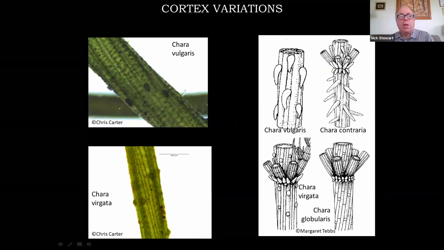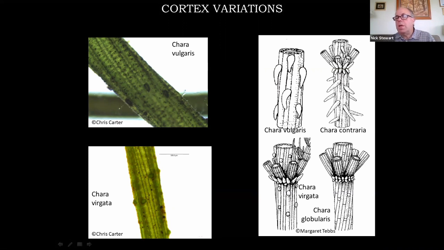The other feature that we're looking at here is that in this one, which is the same as this here, it looks as though the spine cells are coming out of the furrows. That's because the primary rows are actually much narrower than the secondary ones in between. And this contrasts with Chara contraria, where it looks like the spine cells are coming out of the ridges of the stem, because it's the primary rows that are much bigger than the blank rows in between, the secondary cortex.